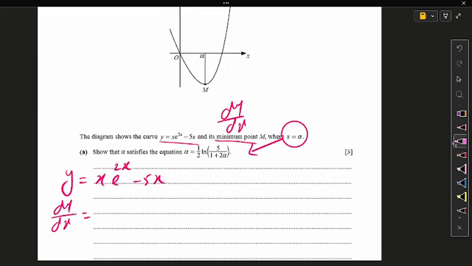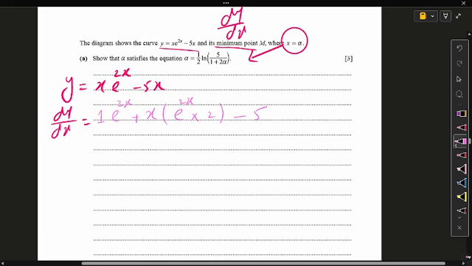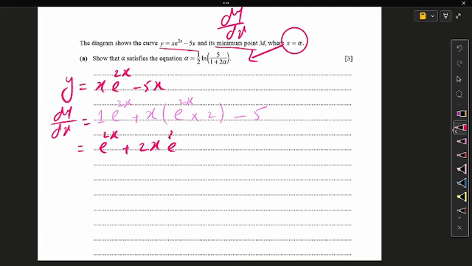So the derivative of x will become 1 and e raised to the power 2x will retain as it is, plus first function retain as it is, and the derivative of second function, that is e raised to the power 2x. E raised to the power 2x times the inner function derivative, that is 2, minus the derivative of 5x, that will become obviously minus 5 only. And you are able to get dy by dx of the form e raised to the power 2x plus 2x e raised to the power 2x minus 5. That is the form of dy by dx.